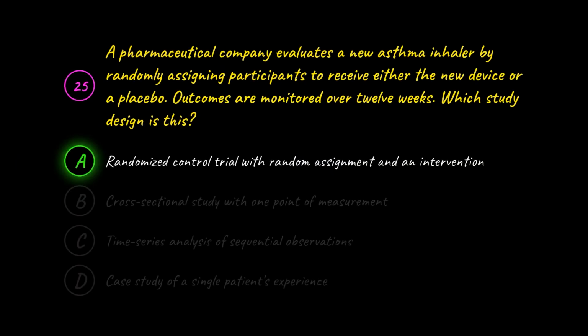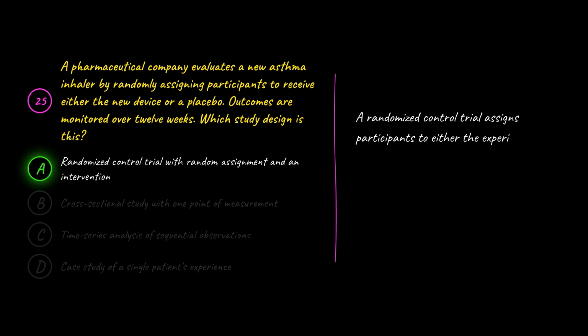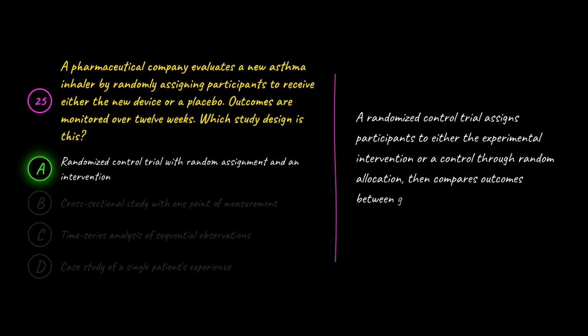The correct answer is A. Randomized control trial with random assignment and an intervention. A is correct because a randomized controlled trial assigns participants to either the experimental intervention or a control through random allocation, then compares outcomes between groups. The new inhaler against a placebo with random assignment is the canonical RCT design.